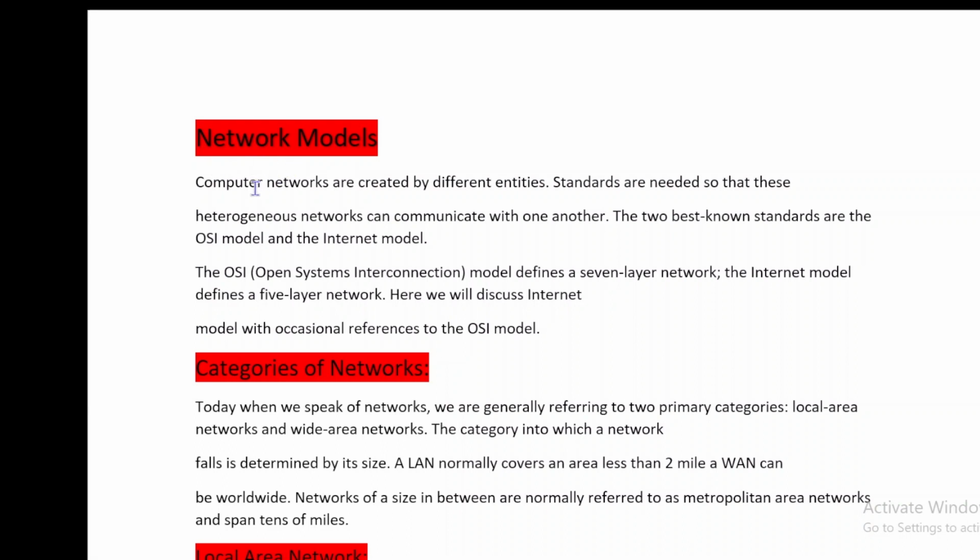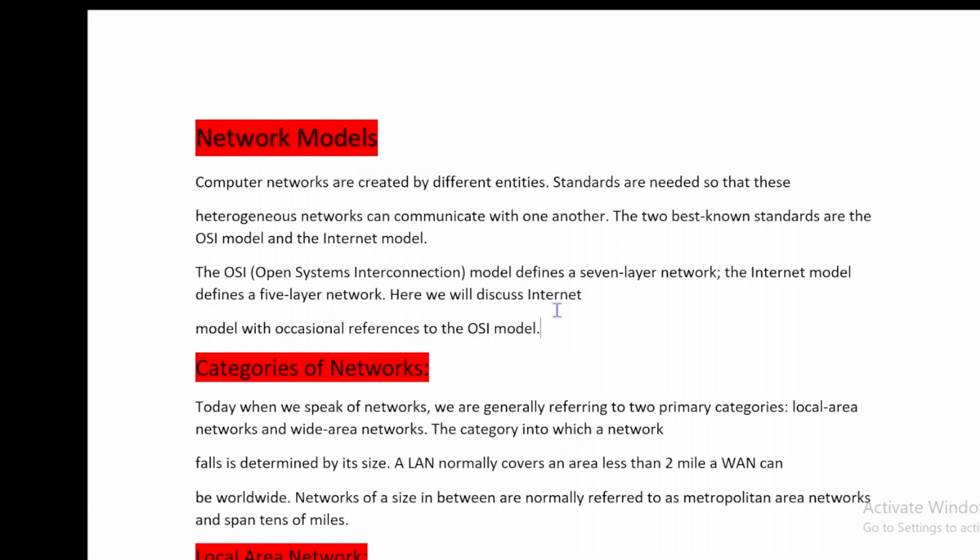Network models. Computer networks are created by different entities. Standards are needed so that these heterogeneous networks can communicate with one another. The two best known standards are the OSI model and the Internet model. The OSI, Open Systems Interconnection Model, defines a 7-layer network. The Internet model defines a 5-layer network.